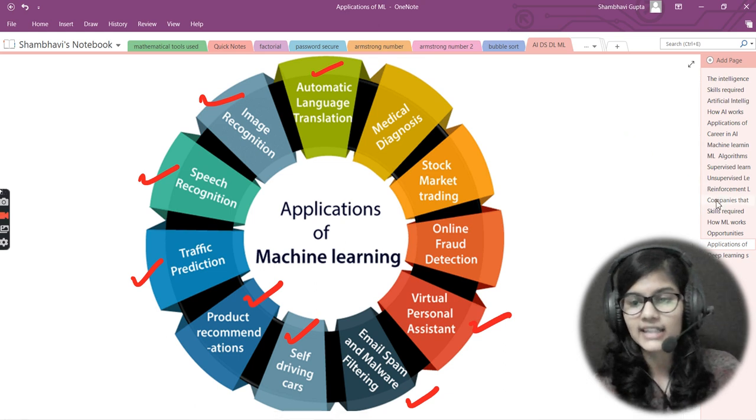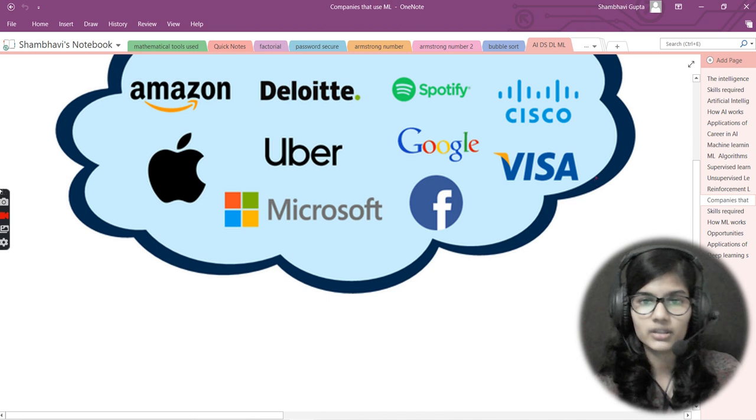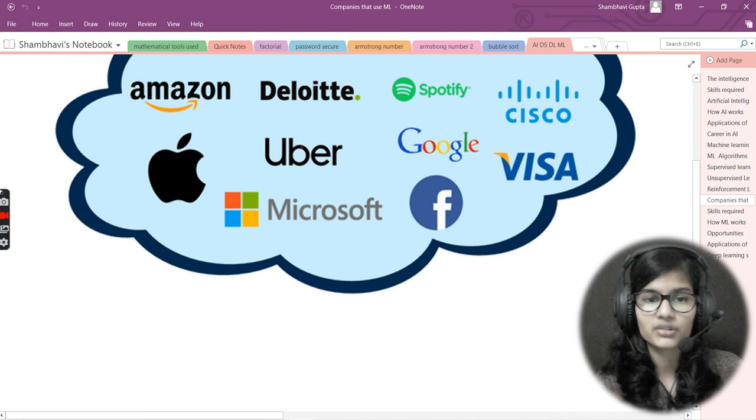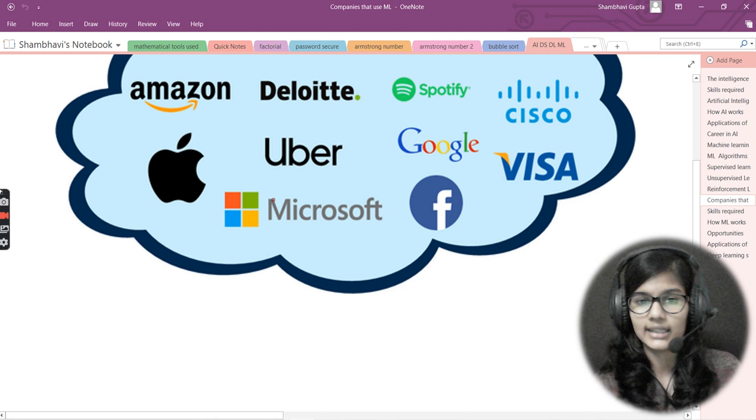And at last we are going to see what companies are using machine learning. All of the top MNCs are using it: you can say Amazon, Deloitte, Spotify, Cisco, Visa, Google, Facebook, Microsoft, Uber, Apple. All of these are companies which are using machine learning nowadays, right? Even AI as well. These are all the companies which are using machine learning and AI.